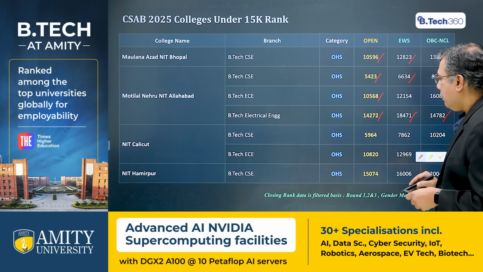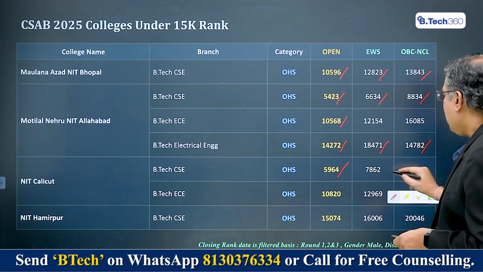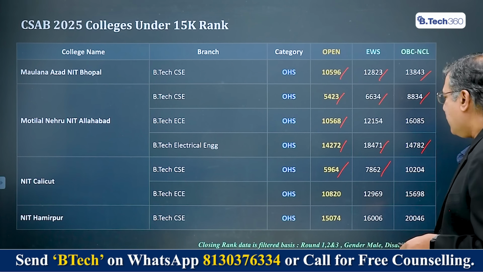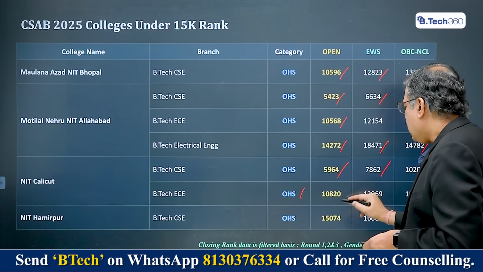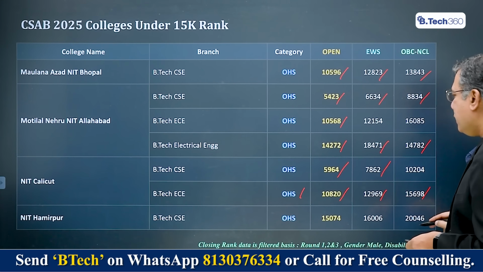NIT Calicut, BTech CSE, outside the home state quota again, 5,964 for open category, 7,864 EWS, 10,204 for OBC-NCL. BTech EC for NIT Calicut, outside the home state quota, 10,820 for open category, EWS is 12,969, 15,698 for OBC-NCL.